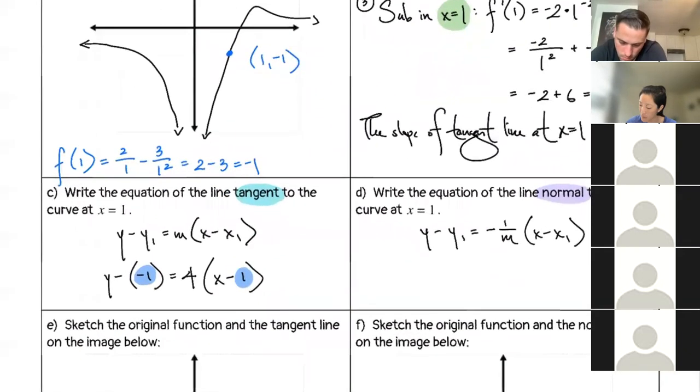Everything is going to stay the same, except instead of a slope of 4, -1/4, okay?